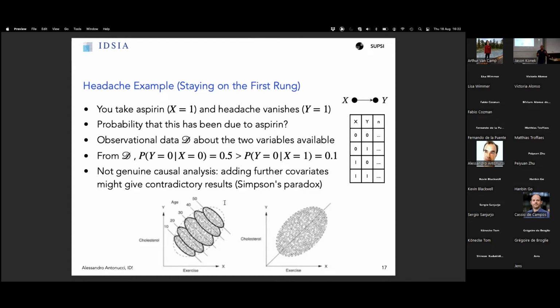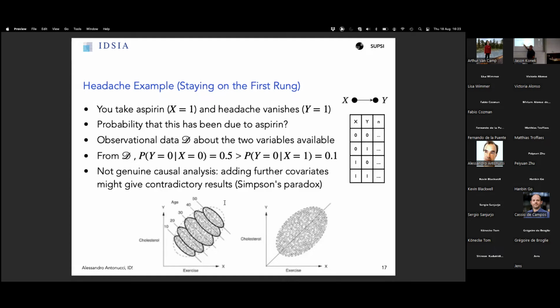So for instance, very often you have this kind of relation, then you consider another covariate, so you condition also on an additional variable, and everything is completely different. I actually like this example. I don't know if you are familiar with it. This is cholesterol and exercise, and it seems that the more exercise you do, the more cholesterol you get. These are the aggregated data. It sounds a bit counterintuitive, and in fact, it's not like that.